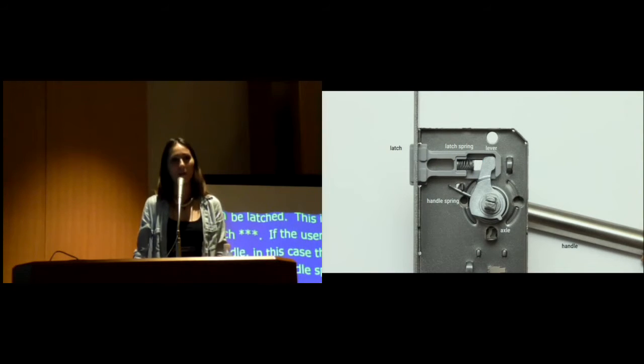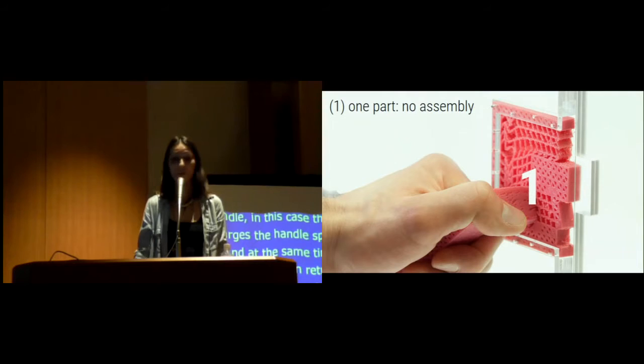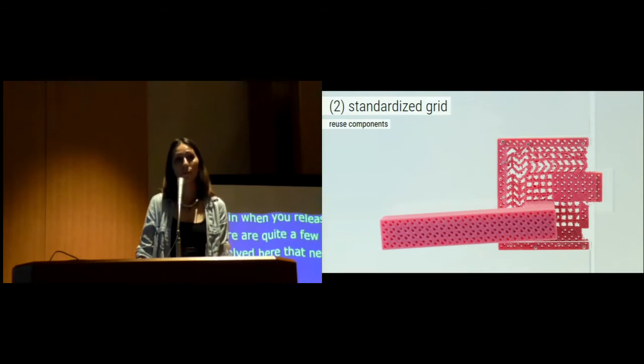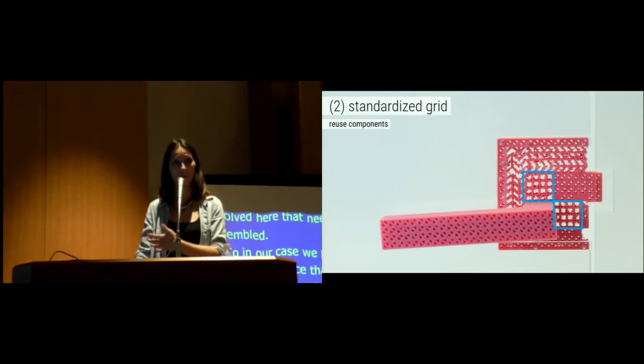So as you see, there are quite some parts involved here that need to be assembled. So in our case, we print this whole mechanical device that is functional from one part. So obviously it requires no assembly. Then furthermore, we organize everything on a standardized grid, which allows us to reuse specific components, as you will see throughout this talk.